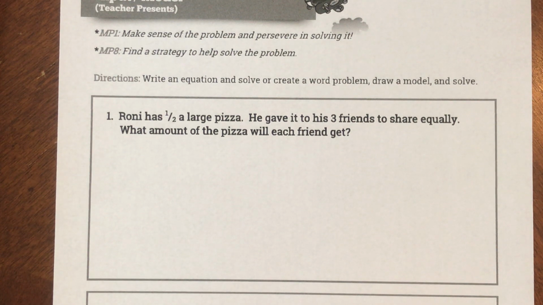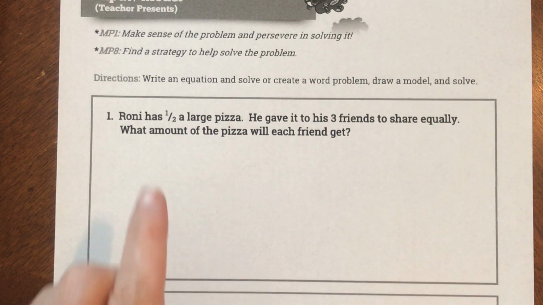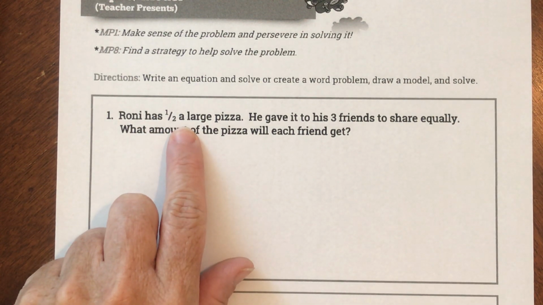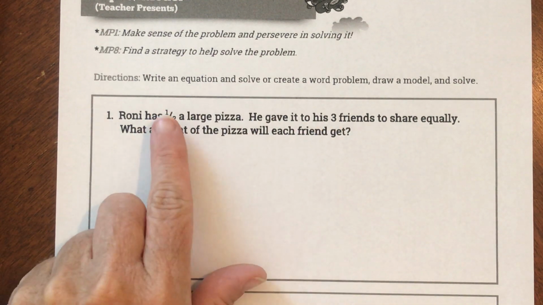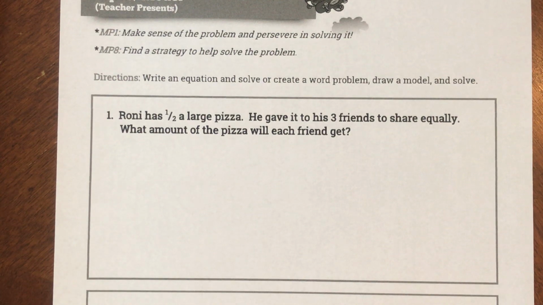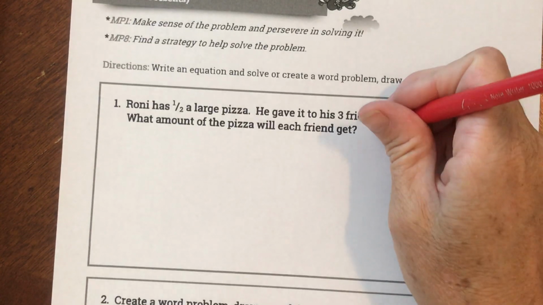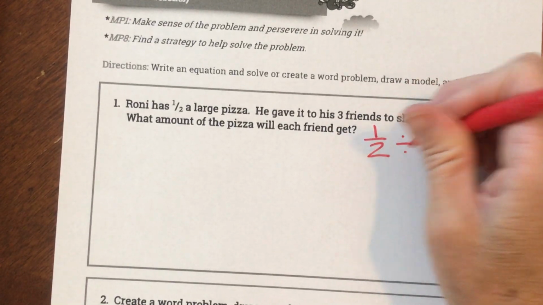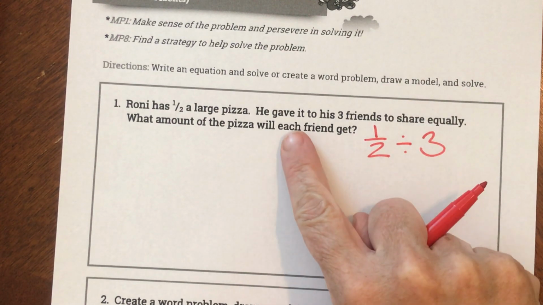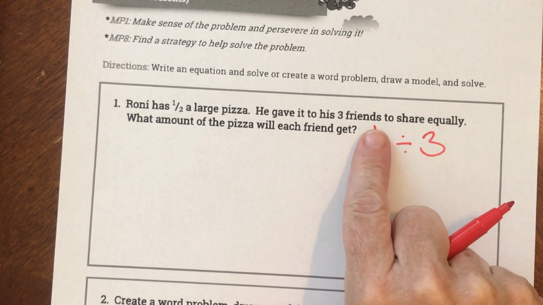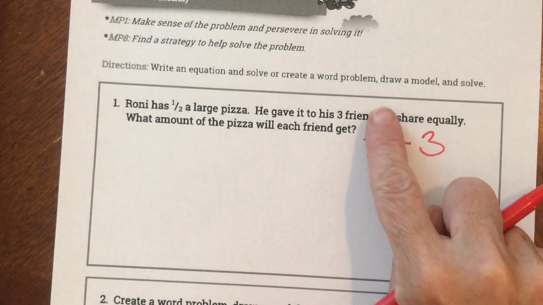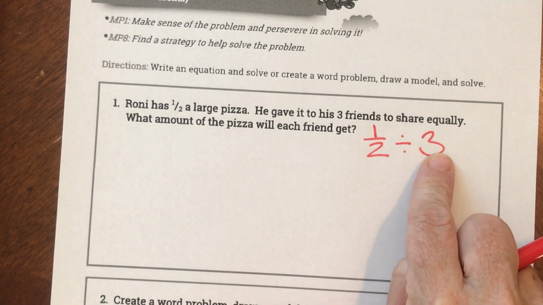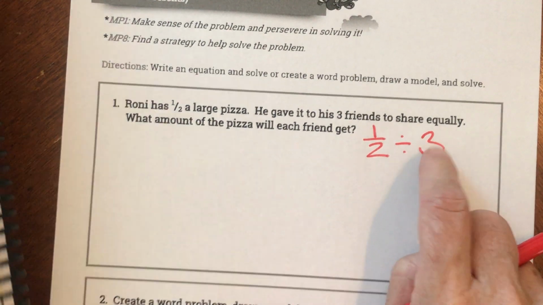Okay, so what is my equation here? What does he have that he's dividing? Is it 1/2 of a pizza divided to his 3 friends, or is it 3 friends divided to pizza? So I hope that you see my problem here is 1/2 divided by 3. And it doesn't say him and 3 friends, it just said he gave it to them. So it's only 3. So this says he has 1/2 a pizza and it's going to be divided between 3 people. So that was step number 1.